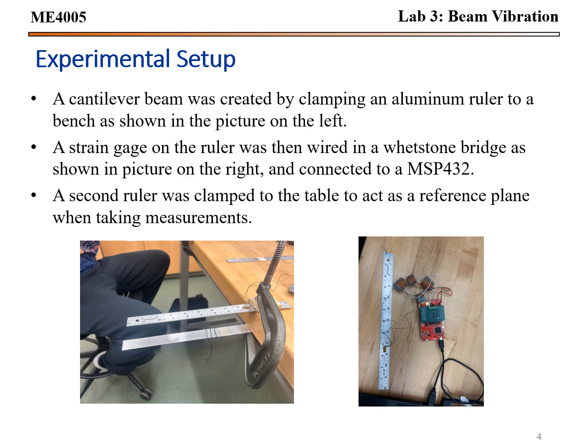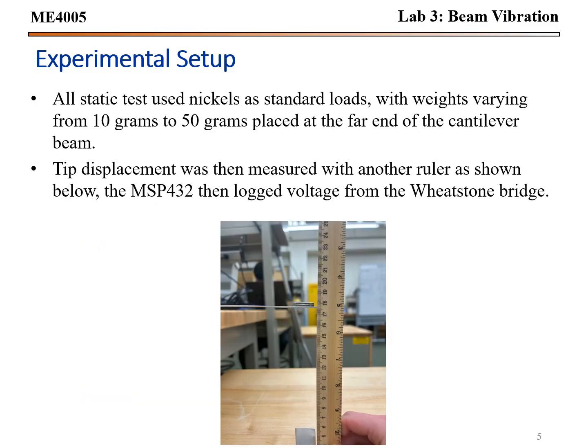For the setup, a cantilever beam was created by clamping an aluminum ruler to a bench, as shown in the picture on the left. A strain gauge on the ruler was then wired to a Wheatstone bridge, as shown in the picture on the right, connected to an MSP432. A second ruler was clamped to the table to act as a reference plane when taking displacement measurements.